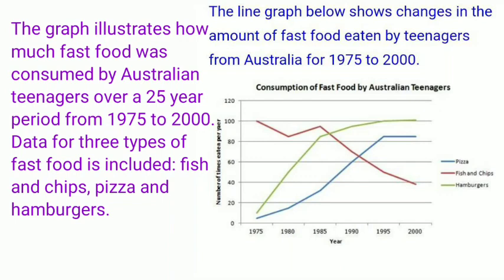So we can write, 'The graph illustrates how much fast food was consumed by Australian teenagers over a 25-year period from 1975 to 2000.' Or you can write, 'The graph indicates the number of fast food meals consumed per year by teenagers in Australia between 1975 and 2000.'